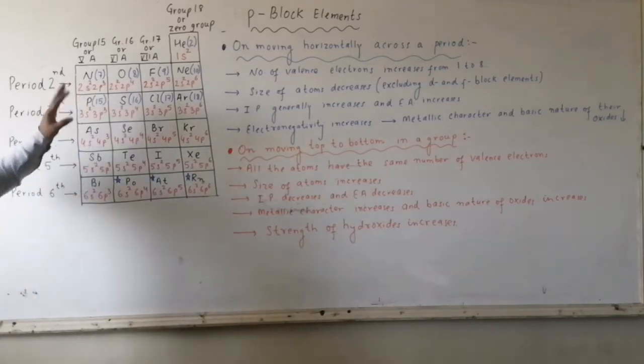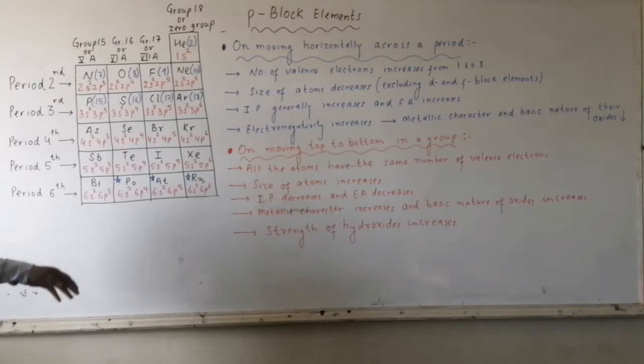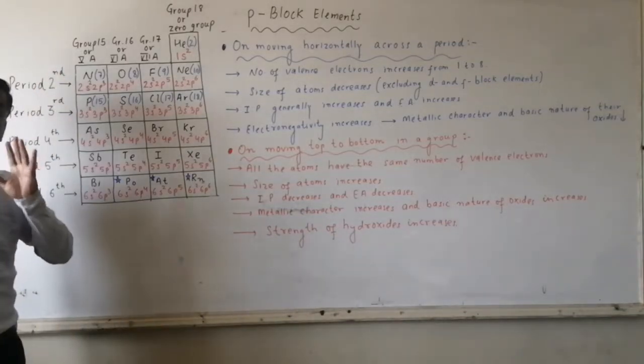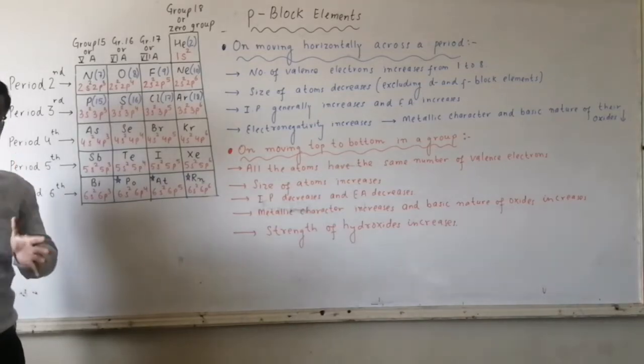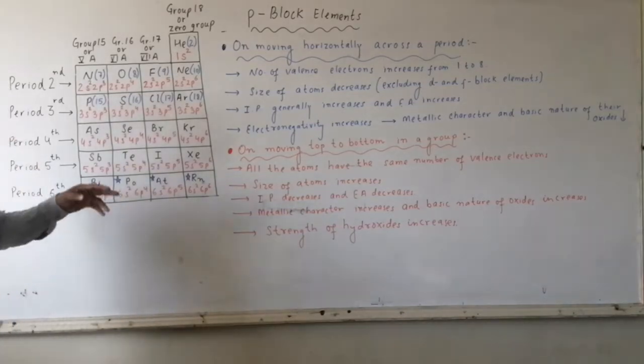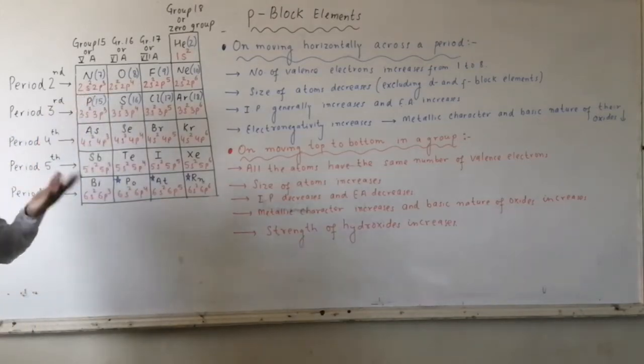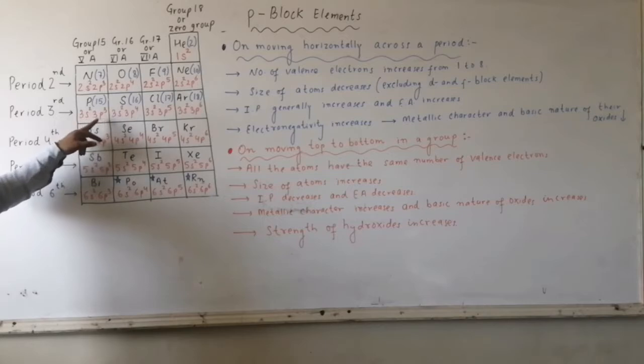Configuration: N is a member of period second as well as a member of group number 15. So in total there will be 5 electrons in valence shell, and valence shell is your second shell. So configuration is 2s2 2p3. For phosphorus, change the valence shell, make it 3. It will be 3s2 3p3.